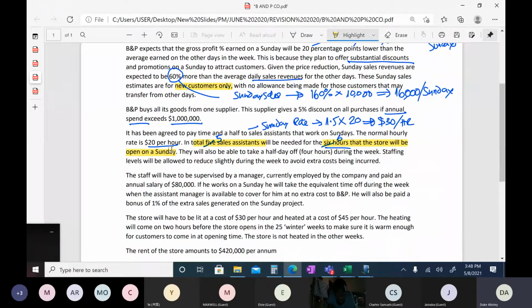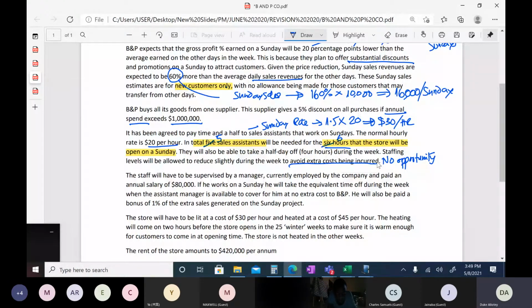Staffing levels will be allowed to reduce slightly during the week to avoid extra costs being incurred. So meaning that there will be no opportunity cost. Okay, no opportunity cost. If you work on Sunday, we wouldn't have to employ more people because you are giving time off. They will just reduce the staffing levels to avoid extra cost being incurred. Now, if this did not happen and some have to do overtime during the week because they've had to work on Sunday, then that will be taken into consideration.